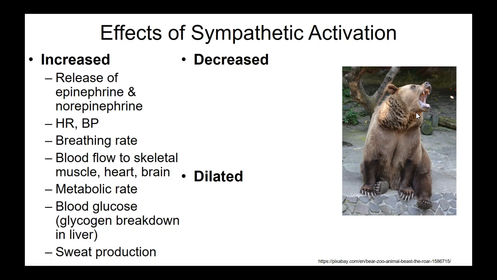And bronchioles are also going to be dilated. Blood flow to skeletal muscles goes up. Heart and brain also get increased blood flow. We know all three of those are huge metabolic users. They do a lot of aerobic respiration, right? And remember, anytime we have aerobic respiration, the two things you need to drive it are glucose and oxygen, right? So here, glycogen's being broken down. We also get sweat production, right? That's elevated.